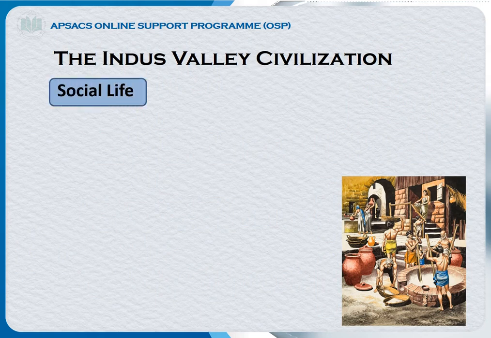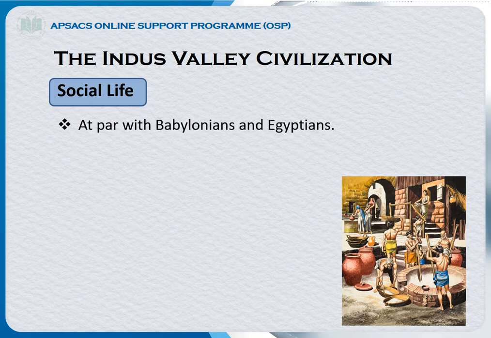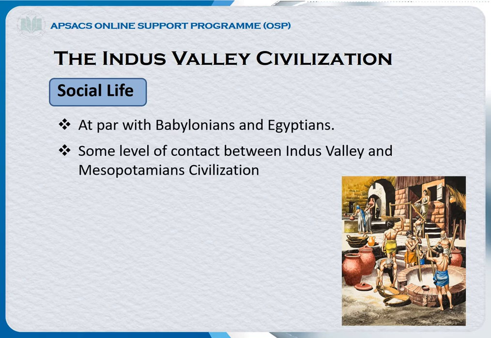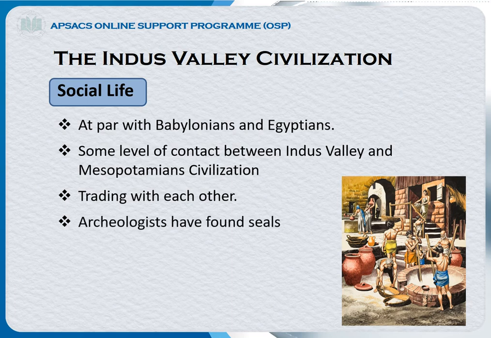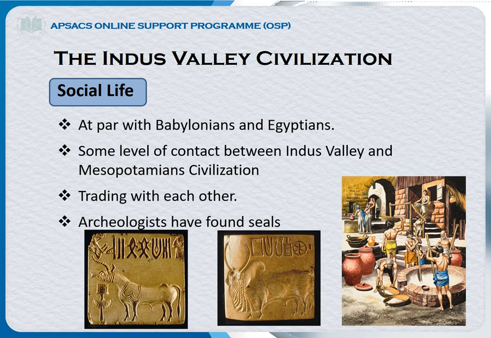The social life of this civilization was at par with the Babylonians and Egyptians. There are some evidences of some level of contact between Indus Valley and Mesopotamian civilization. And it is very much possible that these civilizations were trading with each other. Archaeologists have also found seals belonging to the Indus Valley civilization, which suggests that these seals were very much likely to be used in trading. You can very well see from the pictures here how the seals looked like.